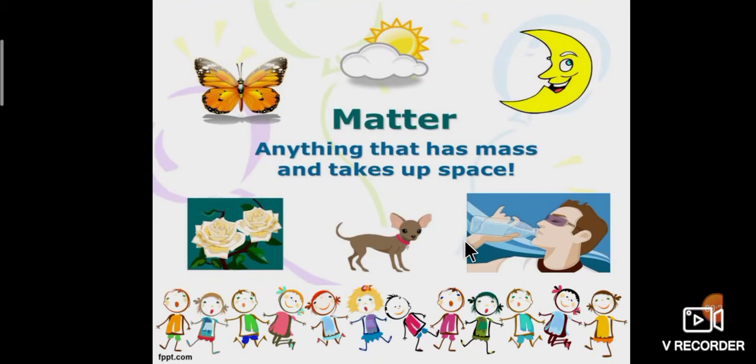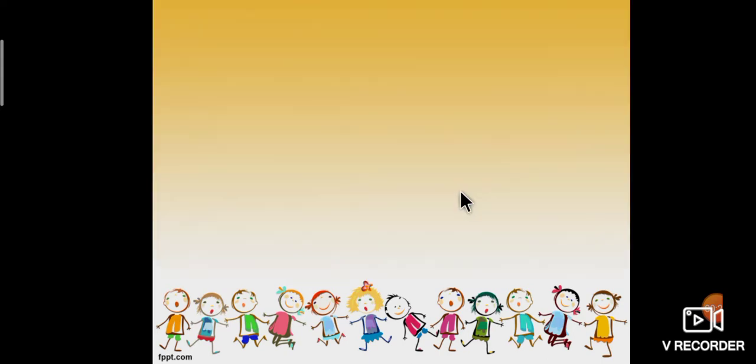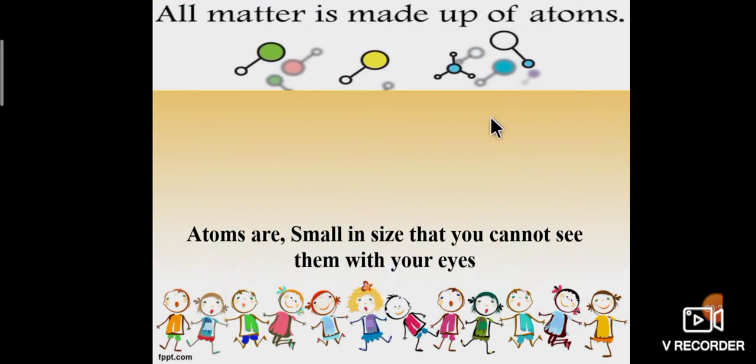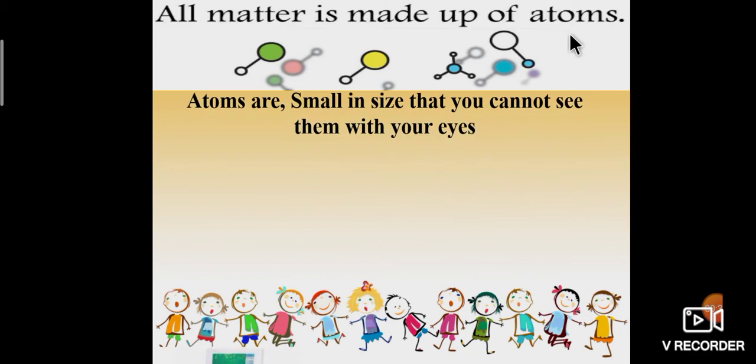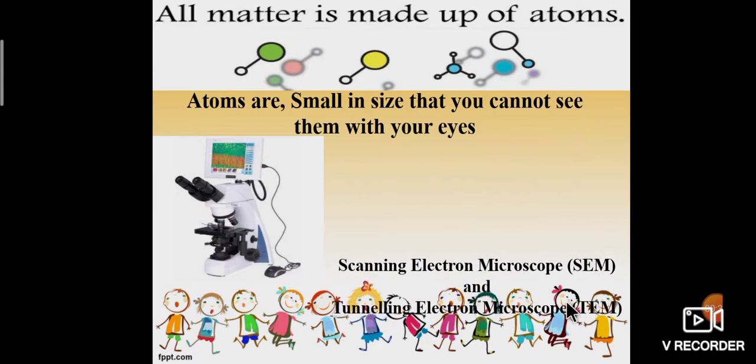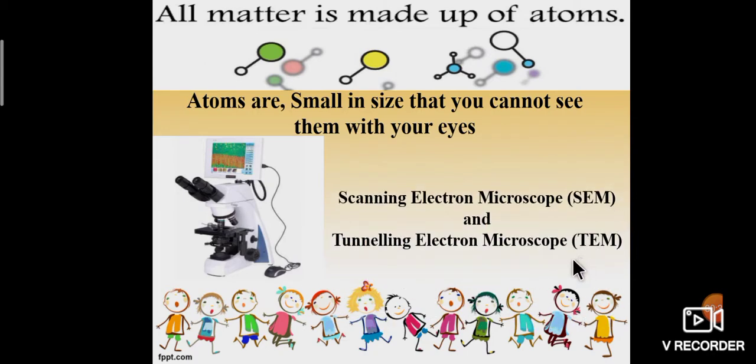As I said earlier, what is matter? Matter is anything that has mass and takes up space. Matter is made up of atoms, but we are not able to see atoms with our eyes. For that, a scanning electron microscope and a tunneling electron microscope will be used.